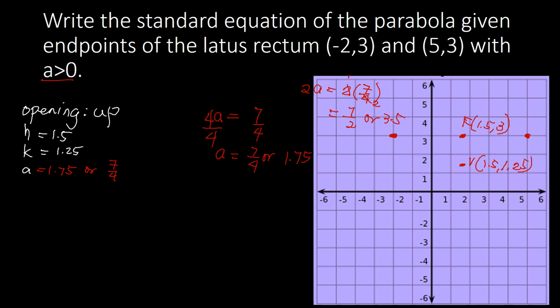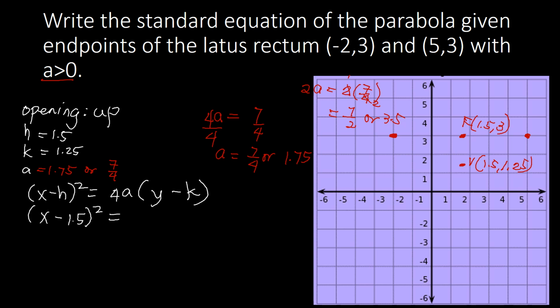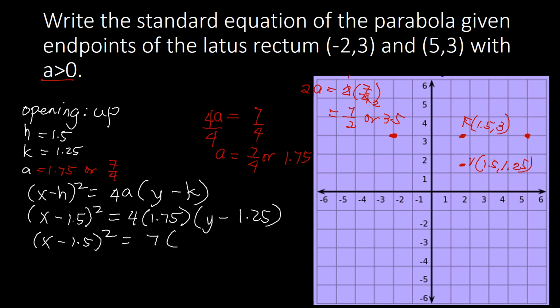So after that one, we are going to write our equation. So we have that one as up. So that should be x minus h squared equal to 4a times y minus k. Plugging in, we have our x minus our h, which is 1.5 squared, that will be equal to 4 times our a, which is 1.75 or 7/4, and then times y minus our k there, which is 1.25. So simplifying, this is now x minus 1.5 squared equal to 7 times y minus 1.25. So that is now our standard equation of our parabola.